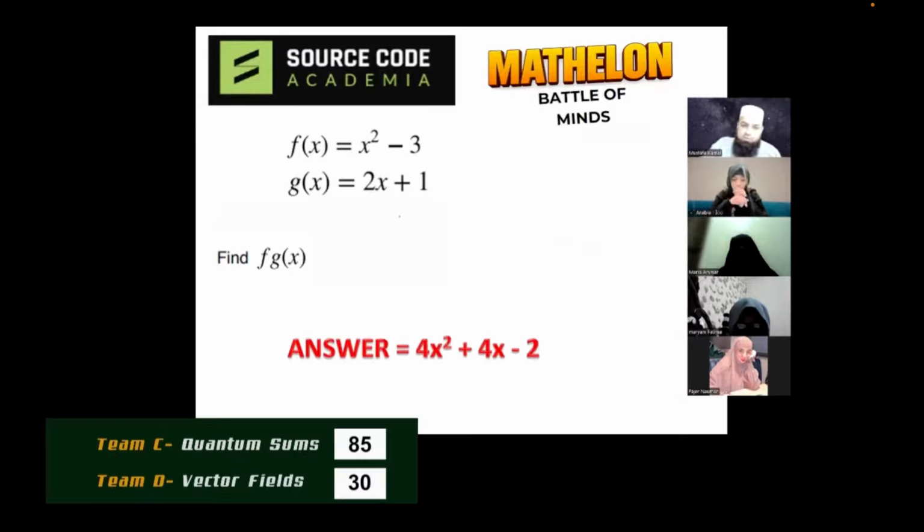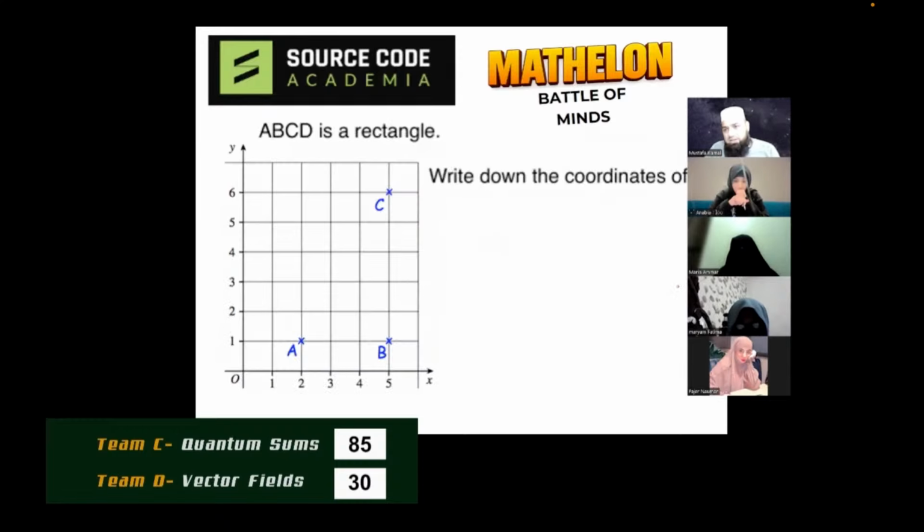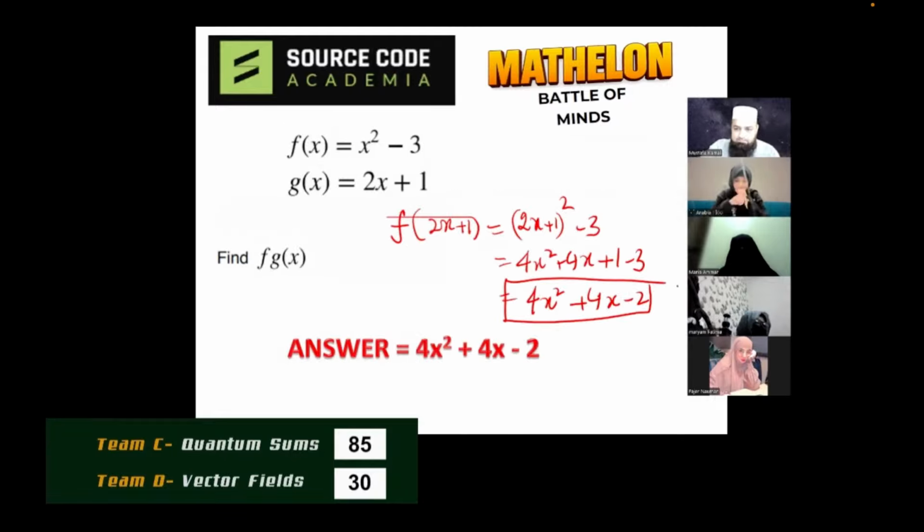How? Because when you have f of g of x, you are substituting 2x plus 1 here, which would be equal to 2x plus 1 whole square minus 3. That is 4x square plus 4x plus 1 minus 3, which is equal to 4x square plus 4x minus 2. So that is the correct answer. So the deduction is made from whoever pressed first. All right.